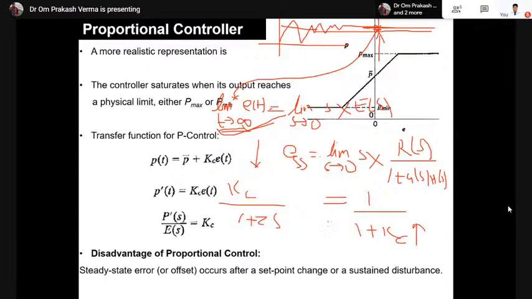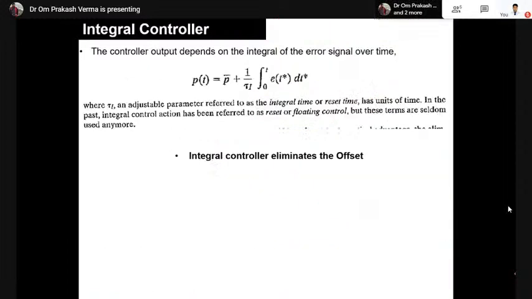But as you know, as you increase the value of Kc, the controller also becomes an on-off controller, a bang-bang controller. So this is the problem with the proportional controller. The proportional controller always has a steady state error, that is the offset value. So to avoid such a problem, we have a different type of controller also, and therefore we will discuss the integral controller.